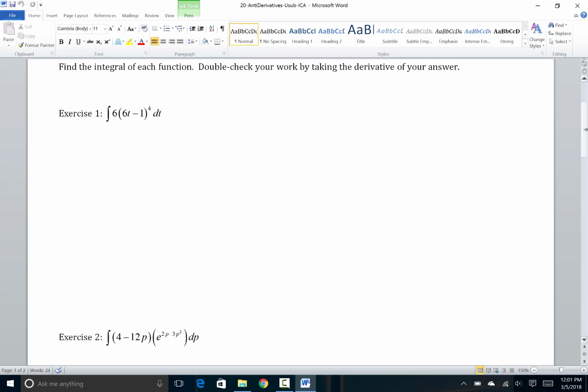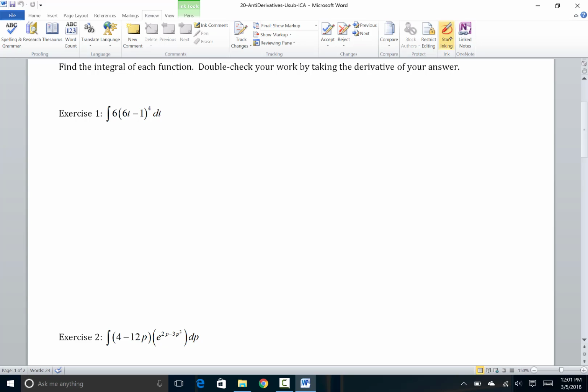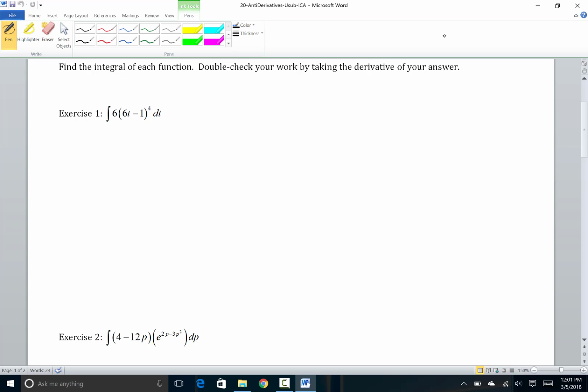So pick the right U. Remember, pick, okay, let's see. Where does it go? Review and start inking. There we go. Now I'm learning.